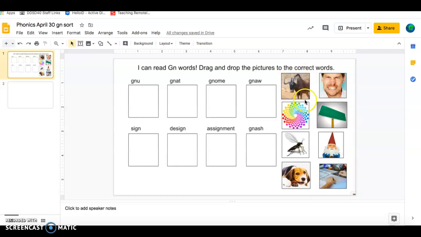Gnu, design, gnat, gnaw, gnash, sign, gnome, assignment. When you're done dragging and dropping the pictures to the correct boxes, make sure to press the X and then press the blue turn in button.